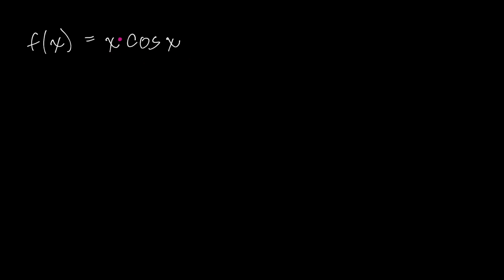So the derivative would be the derivative of the first, f prime of x. What is the derivative of x? Well, that's just 1. Sometimes I like to write the 1 in here just for emphasis. Times the second. Well, the second is just cosine of x. So I'd have 1 times the cosine of x, plus the derivative of the second. What is the derivative of cosine? Do we remember? I think you do. It's negative sine of x times the first, which is x.